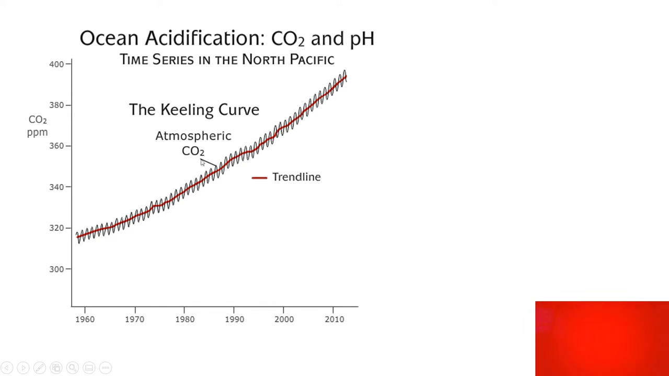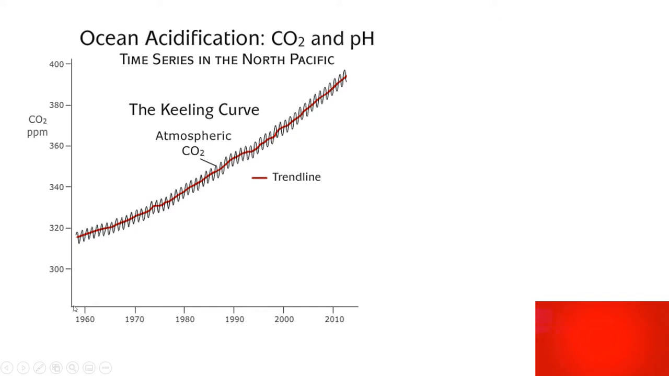When you're looking at any graph, the first thing you look at is the title. So okay, we're looking at ocean acidification, CO2 and pH, and we're looking at a time series in the North Pacific. If I look at the x-axis here, sure enough, I'm looking at years. It starts in 1960, every one of these is 10 years, and we're over here at 2010. And if I look at my y-axis, I'm looking at CO2. That ppm just means parts per million. So for every million molecules of air, this is how many parts per million are CO2.